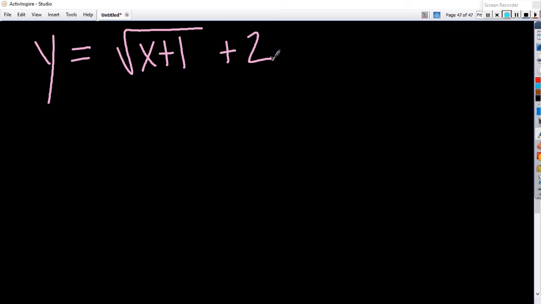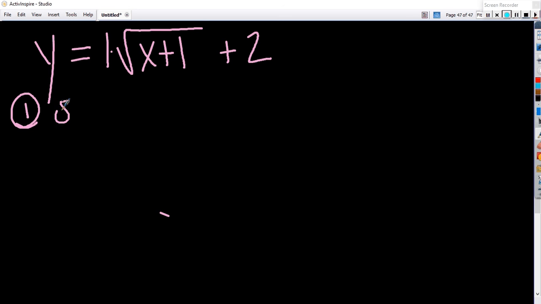First of all, before we actually graph it, what is A here? 1. If A is missing, A is 1. So that tells me it's going to open up. What is H? Negative 1, and K is 2. H is opposite. The original equation was x minus h, so it's got to be the opposite sign there.